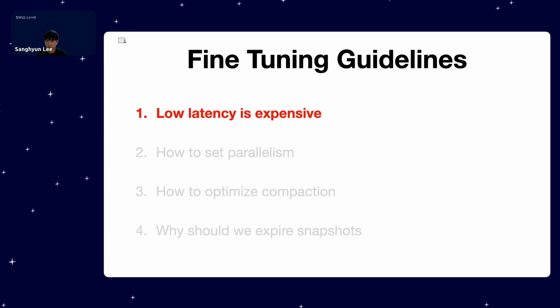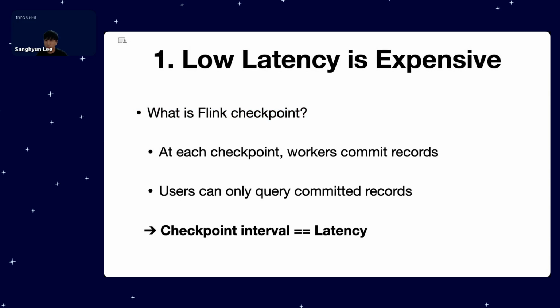First topic is low latency is expensive. To fine-tune latency in our architecture, we need to understand Flink checkpoint. At each checkpoint, Flink workers commit records to the sink. Users can only see committed records, so the checkpoint interval and latency are always the same. In other words, short checkpoint interval provides low latency.